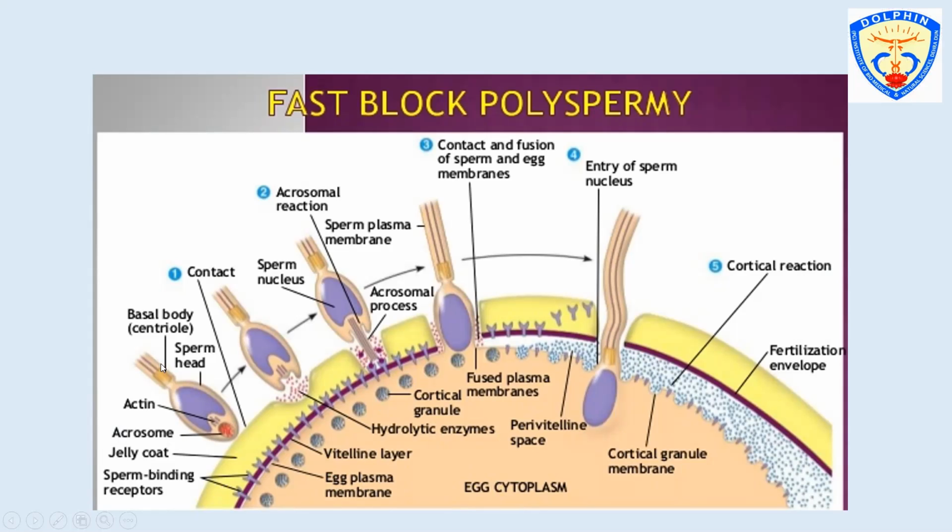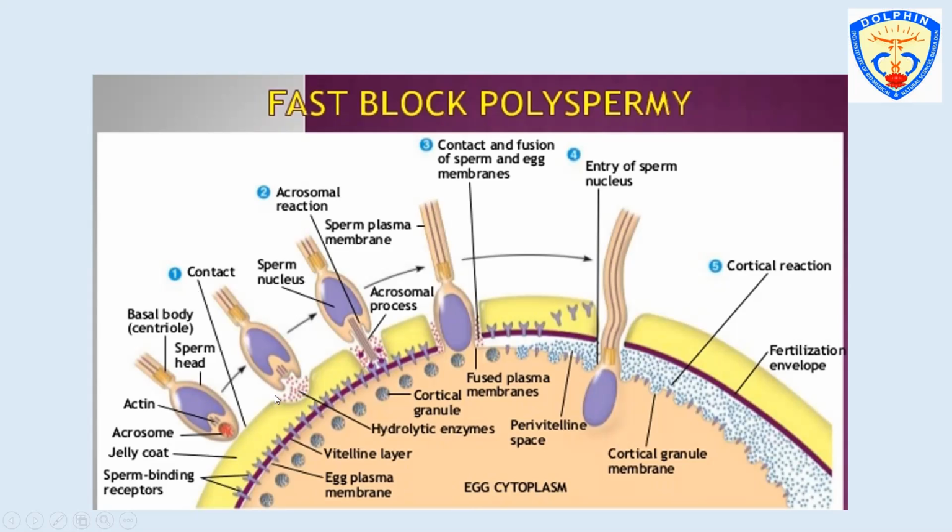When there is contact of the ova with the sperm, the acrosome is going to come in contact with the jelly coat and actin is present. This is the sperm head and this is the basal body called the centriole of the sperm. This is the first step, known as the contact.